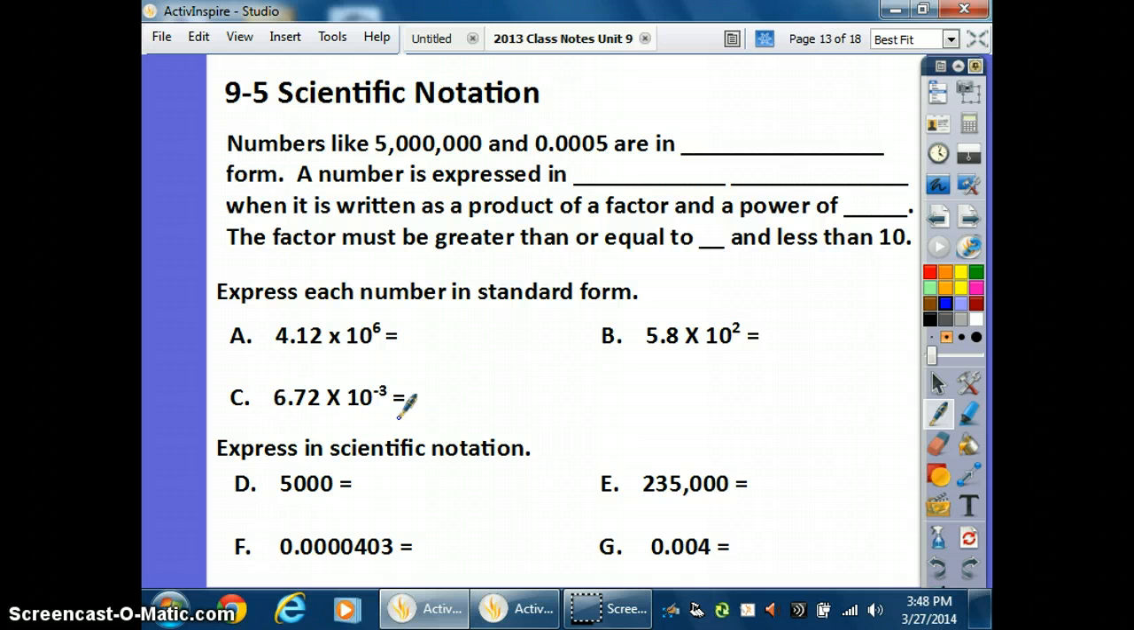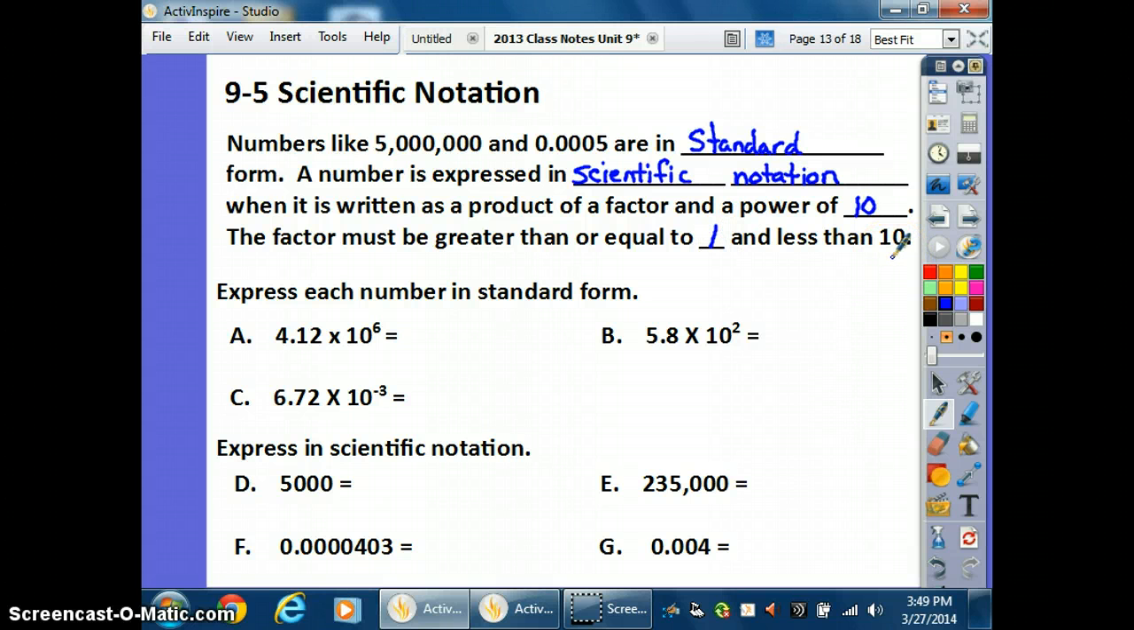Scientific notation. I know you've seen it before, but let's just review it and master it. Numbers like 5 million and 5, let's see, that's tenths, hundredths, thousands, 10,000s, 5 10,000s are in standard form. A number is expressed in scientific notation when it is written as a product of a factor and a power of 10. The factor must be greater than or equal to 1 and less than 10.